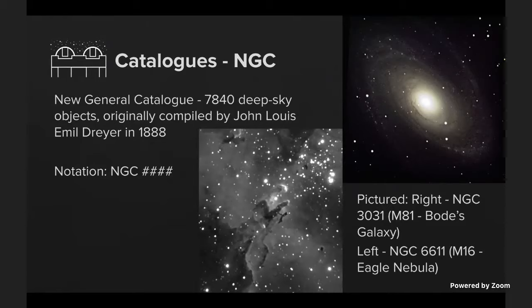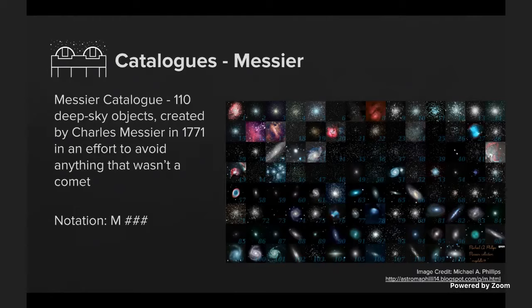Dreyer also published two additional catalogs called the Index Catalogs. They list over 5,000 more objects which are given the designation IC, but we don't use this catalog as often. The Messier list is a much smaller catalog of deep sky objects. It includes 110 objects and was compiled in 1771 by Charles Messier.